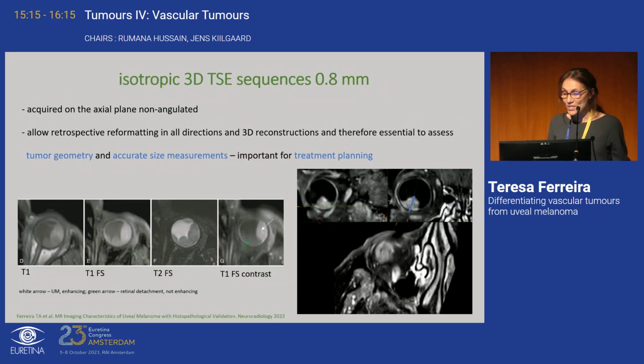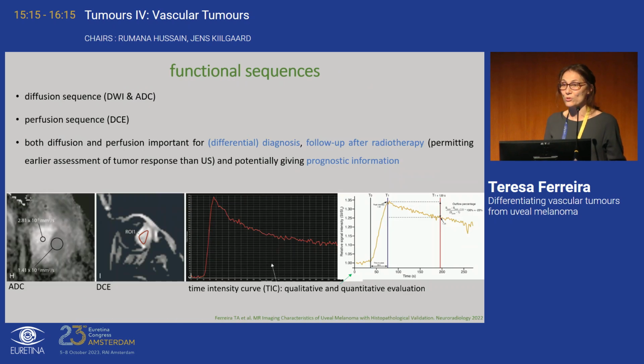We also perform 3D sequences, and why? Because they allow retrospective reformatting in all directions, which is very important to do accurate measurements. And you see here the multiplanar reconstructions of one lesion to be able to make an accurate measurement of the tumor prominence, here also involving the sclera. But we can also do 3D reconstructions which give information about the tumor geometry, and both are very important for treatment planning. And finally, we also do functional sequences, and the functional sequences are diffusion and perfusion weighted imaging.